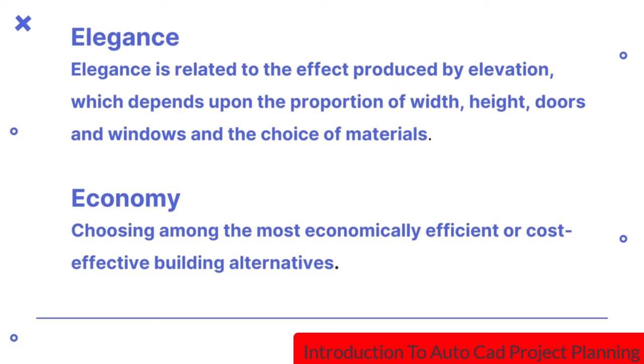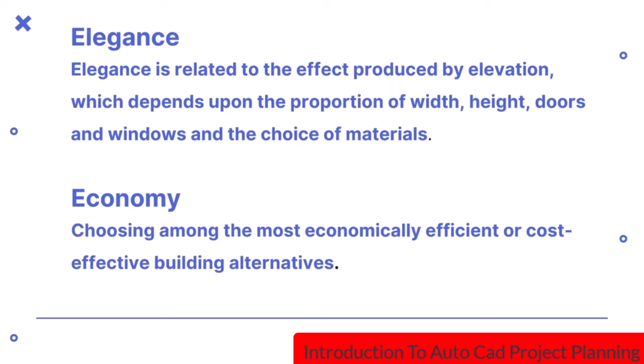The next principle is economy. Economy inhibits the freedom of an architect in planning. At the very outset, he should discuss with the client the aspect of current costs. A false idea of economy should not be given. Scope should be kept for future expansion.